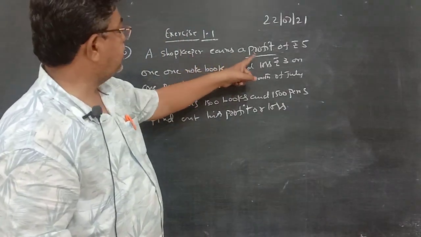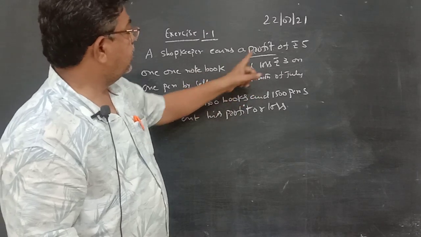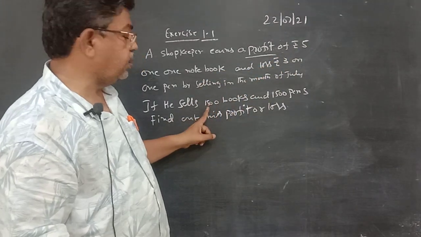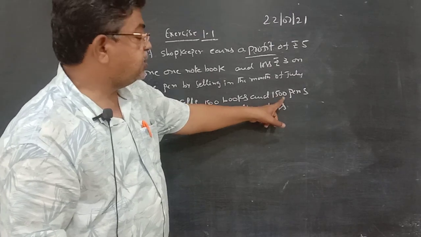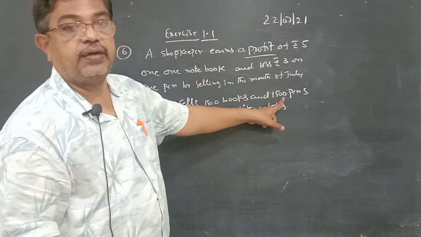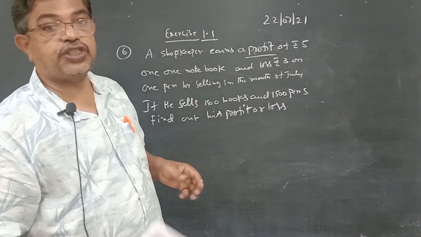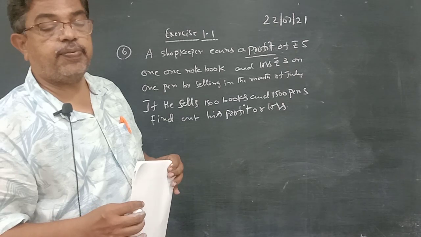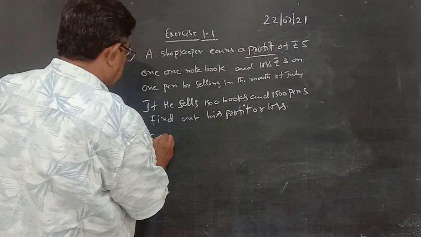So what is the shopkeeper selling? He is selling notebooks and pens. On a notebook, he is getting a profit of rupees 5. How many notebooks did he sell? 1,500. And how many pens did he sell? 1,500. The number of pens and number of books are the same, but the profit on books is more. Therefore, you can understand, on the whole, the shopkeeper will get profit only. So I start with this solution.